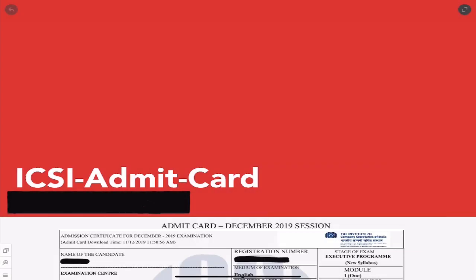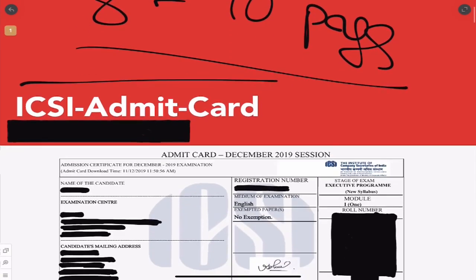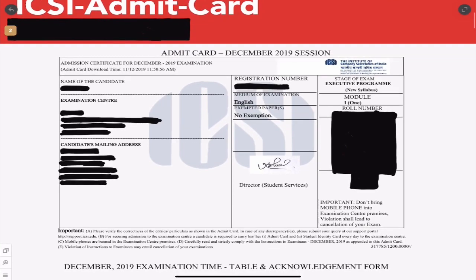Your exam is near and you have got your admit card. Now the thing is, this admit card has anywhere between 8 to 10 pages and you don't want to read the instructions. The admit card looks something like this. So you have the admit card, the photo, registration number, all of that.